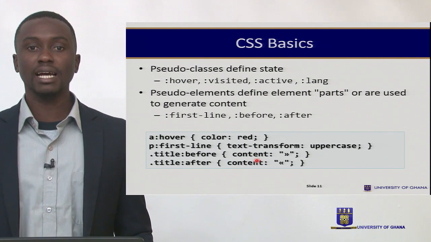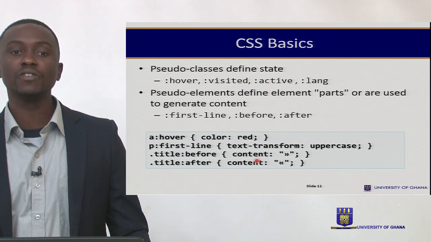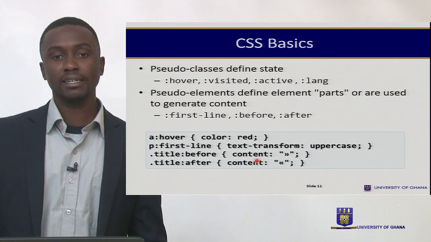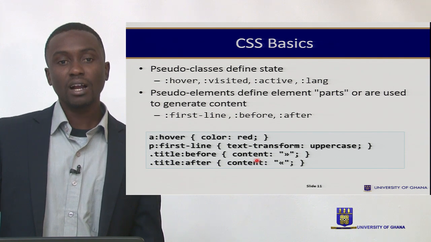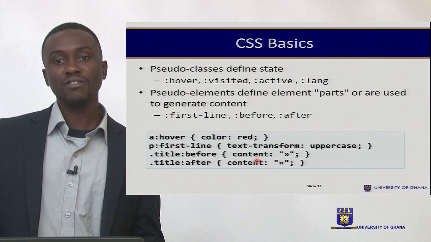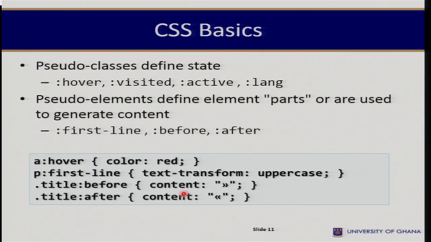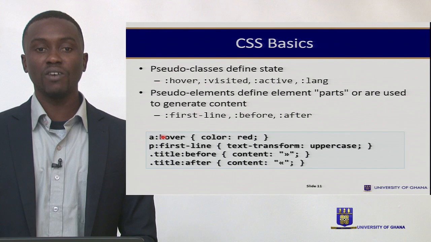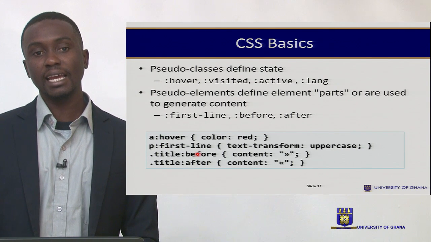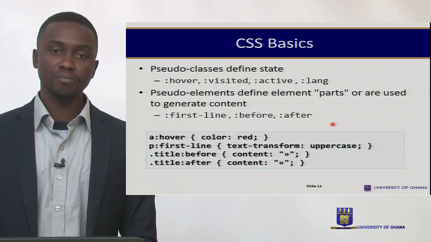Now we have pseudo classes that define state. Let's assume you have a cursor and you have moved it over a hyperlink. That can trigger a pseudo element, which defines parts and is used to generate content as well. So you want something specific to happen when a user passes the mouse over a link. You use the hover. So there's first line, there's before, there's after, and then there are so many.